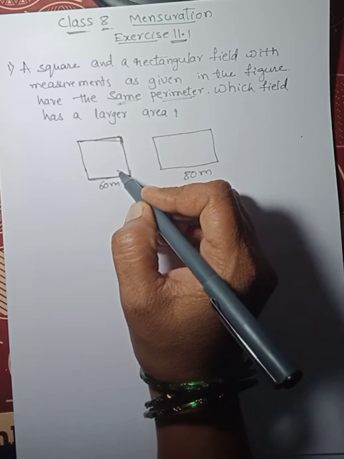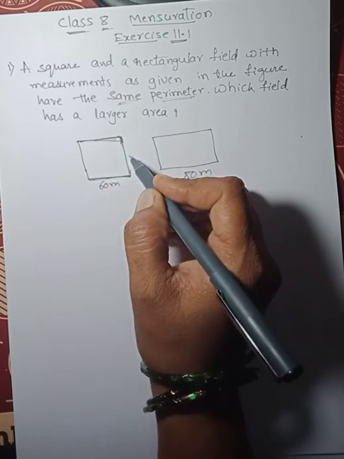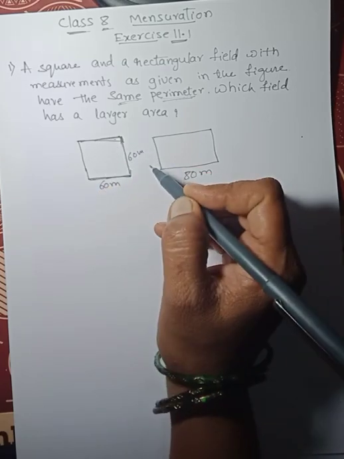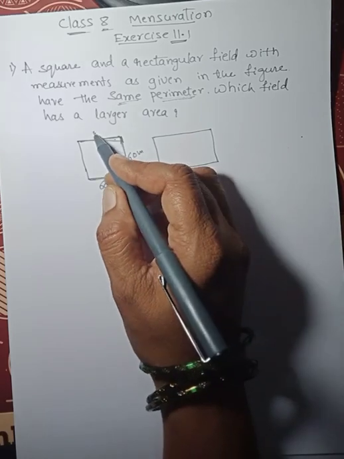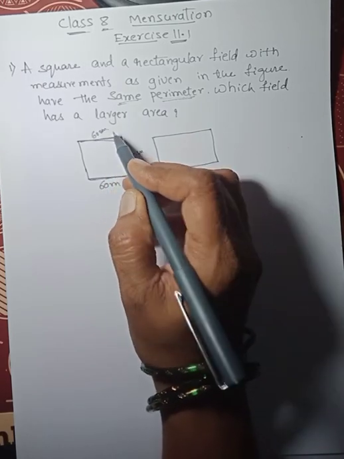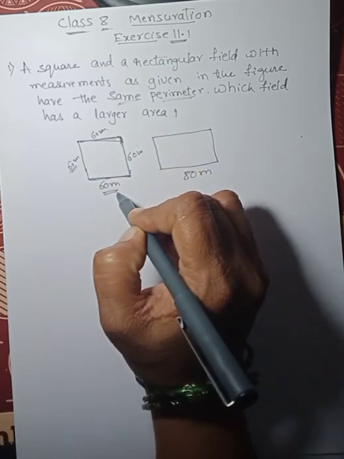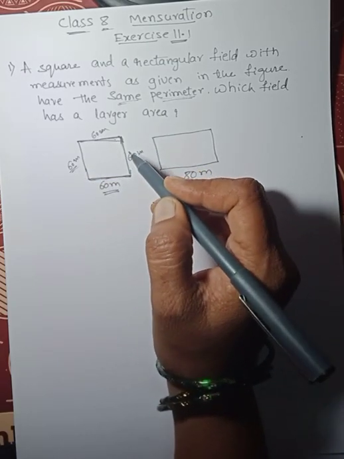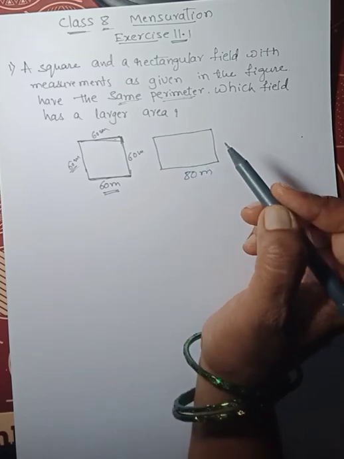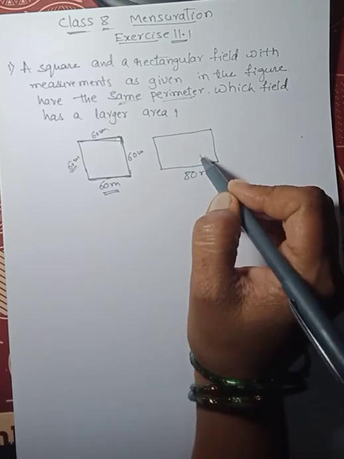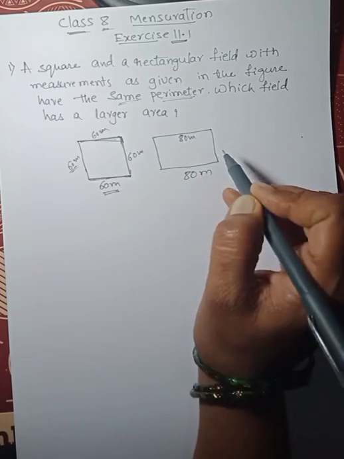But it is okay with this one, the square, because in a square we know all the sides are equal. Because of that you get all the sides as 60 meter. No problem, we can find very easily if you know one side of a square, its area or the perimeter. But when we go with the rectangle, if it is 80, obviously this is also 80 meter. But what about this one?